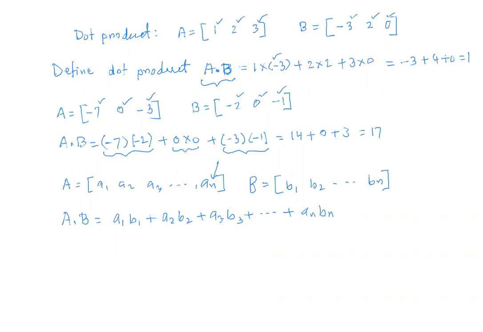And similarly, you can define dot product for column matrix. It's the same thing, but instead of dealing with two rows, you're going to be dealing with two columns. Okay, so dot product for column matrix is similar.